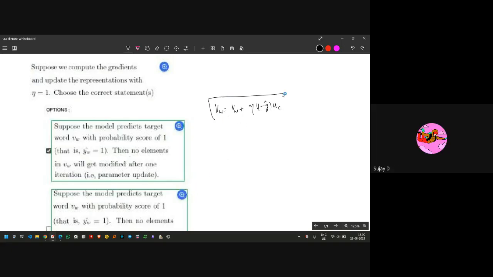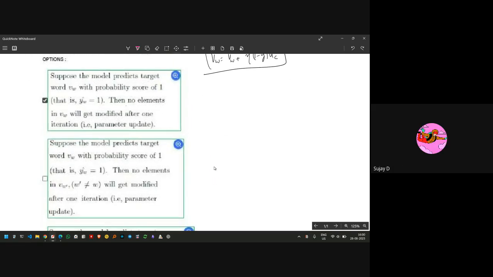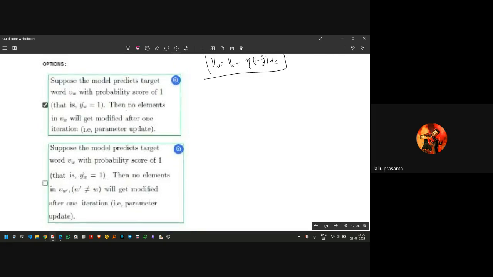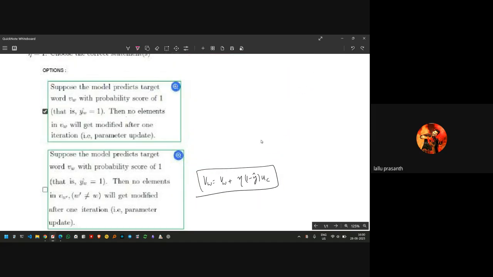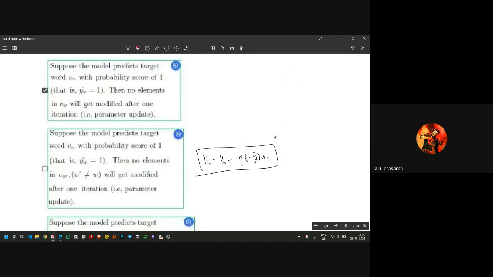This is the update rule for the W word column. If it is 1, then there is no update. VW column remains as it is. Then, suppose the model predicts target word VW with a probability score of 1, then no elements in VW will get modified after one iteration. A parameter update.